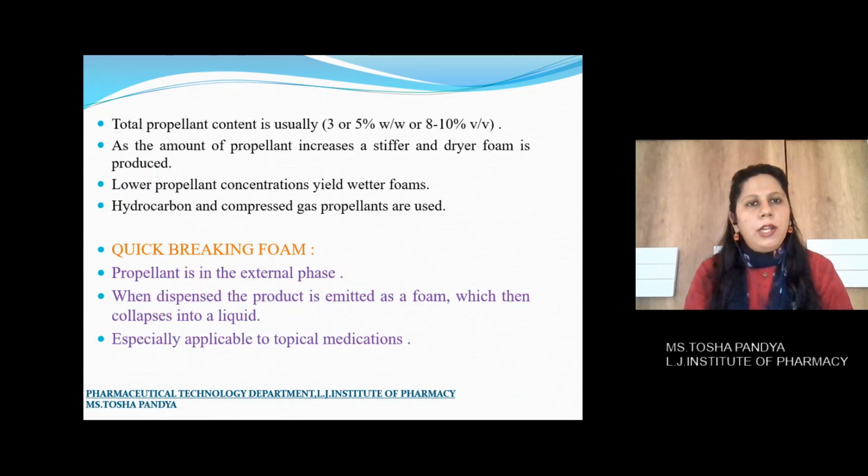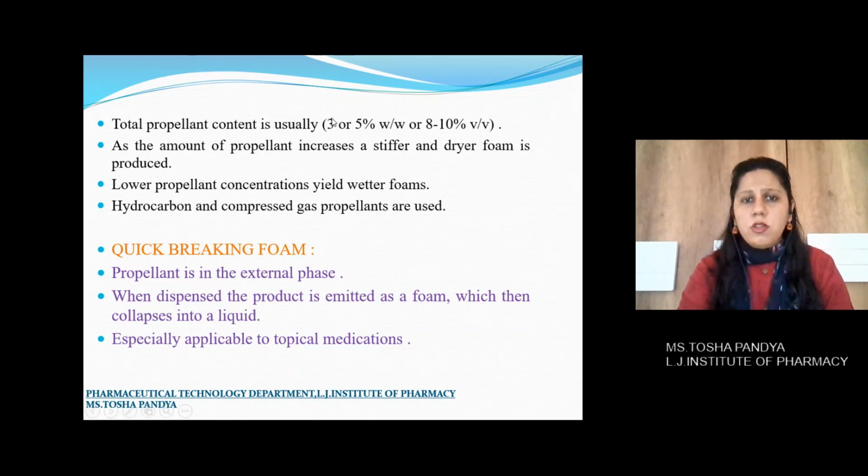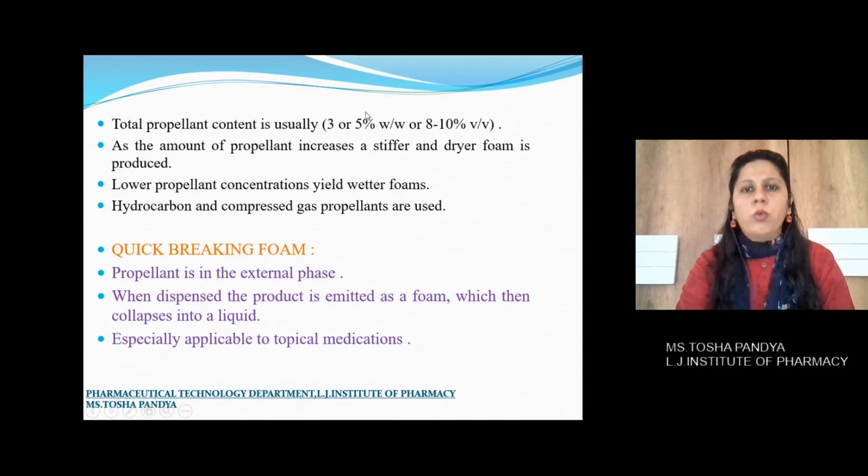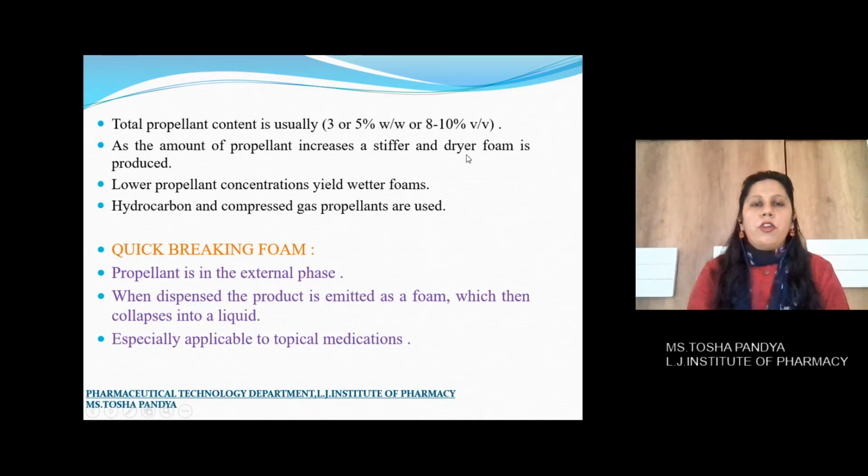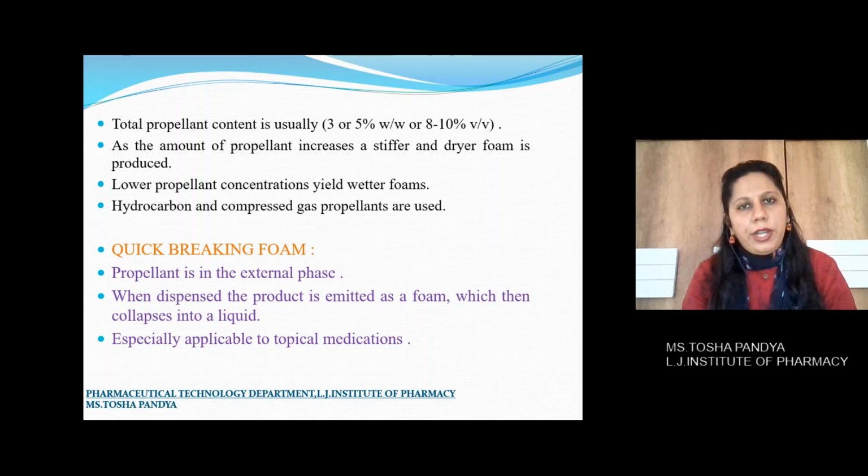The total propellant content here is usually 3 to 5% weight by weight or 8 to 10% volume by volume. As you can see, the concentration of propellant is much lower than the systems we had seen before. If the amount of propellant is increased, it will produce a stiffer and drier foam, and lower propellant concentrations yield wetter foams. Hydrocarbon and compressed gas propellants are mainly used here.